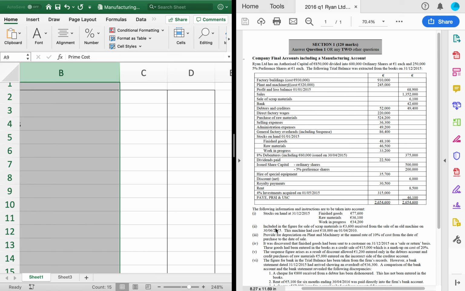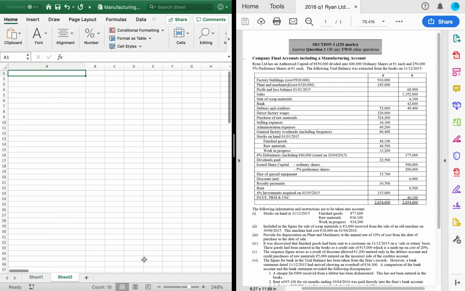Your workings start off with your closing stock working. Stock in hand are finished goods, raw materials, work in progress. And it doesn't say anything about them, so there's no change as yet. No doubt there will be going forward. So it says then, number 2, included in the figure for sale of scrap material is 3,600 received from the sale of an old machine on the 30th of the 6th. This machine cost 18,000 on the 1st of the 4th.